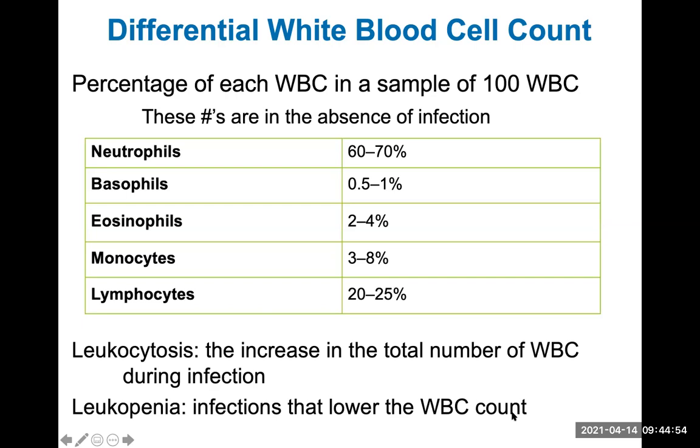Most infections, especially most bacterial and viral infections, will cause a drastic increase in the total number of white blood cells during an infection. But there are some infections that can actually lower your white blood cell count. And so we have terms to indicate when the patient is experiencing more or less. So leuco for leukocyte, white blood cell, right? Leukocytosis means more than usual. Leukopenia means less than usual.